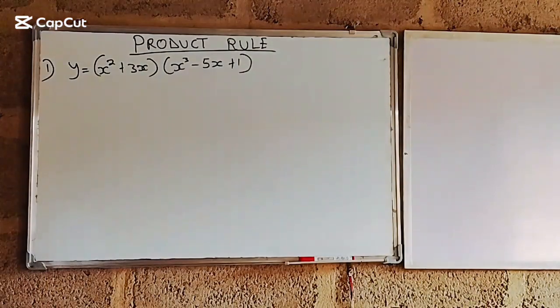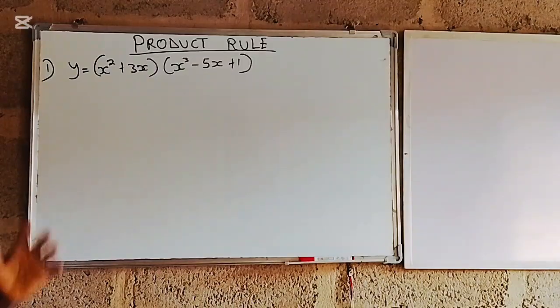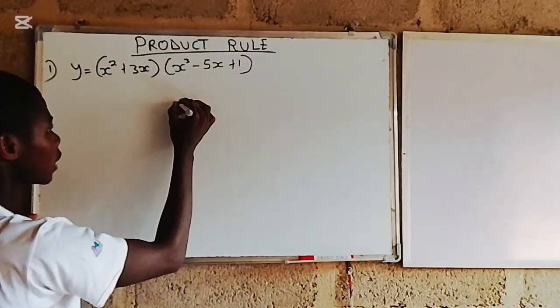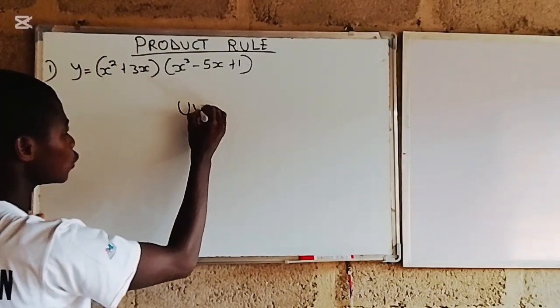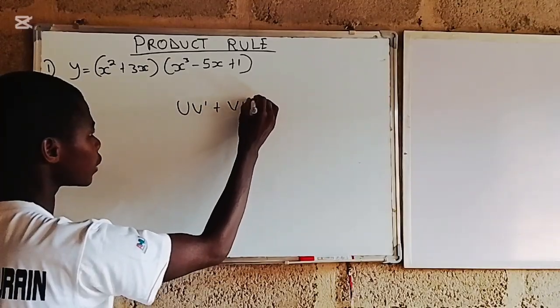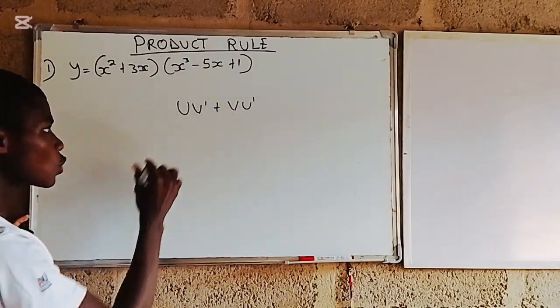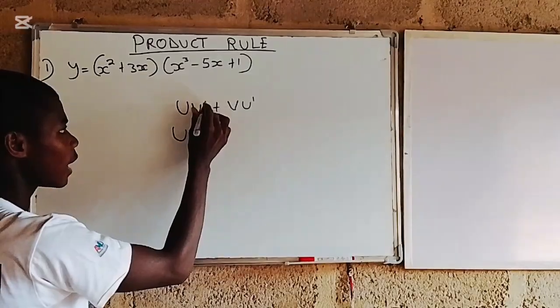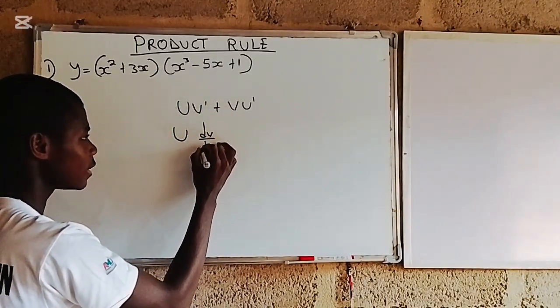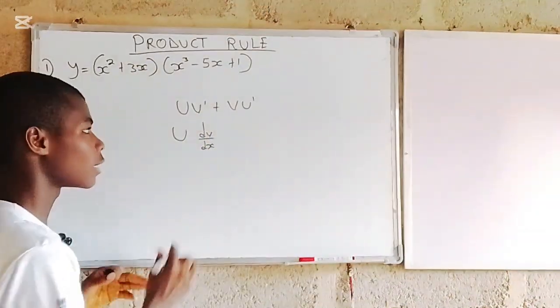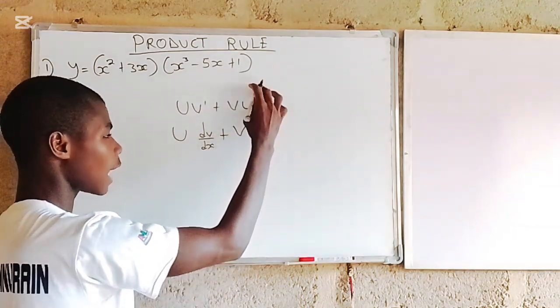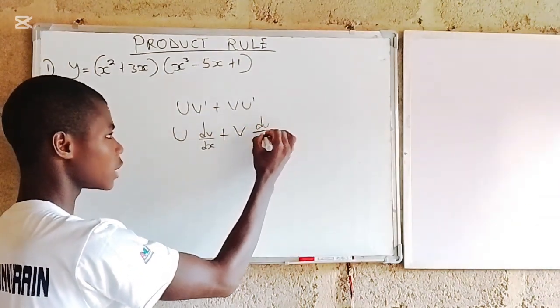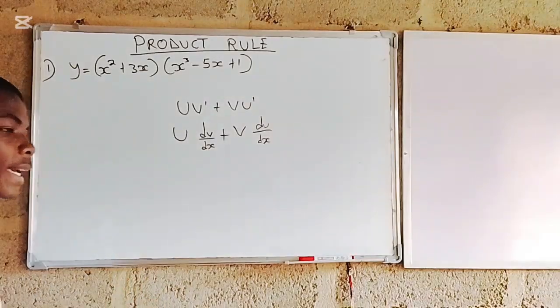Still in calculus. In this tutorial we are going to see how to solve some examples under the product rule. In the video where I introduced the product rule, I said the product rule formula is u v prime plus v u prime. So v prime is the same thing as dv by dx, and u prime is the same thing as du by dx.